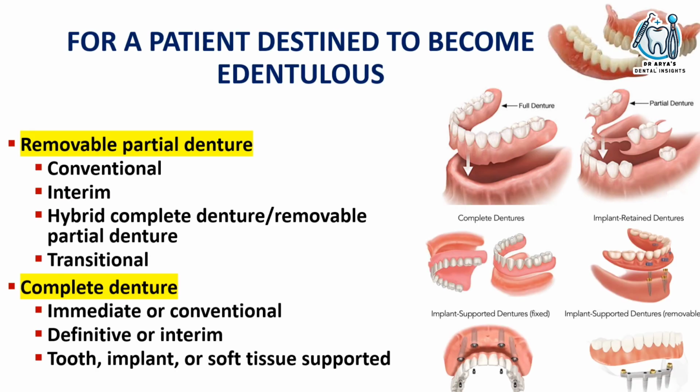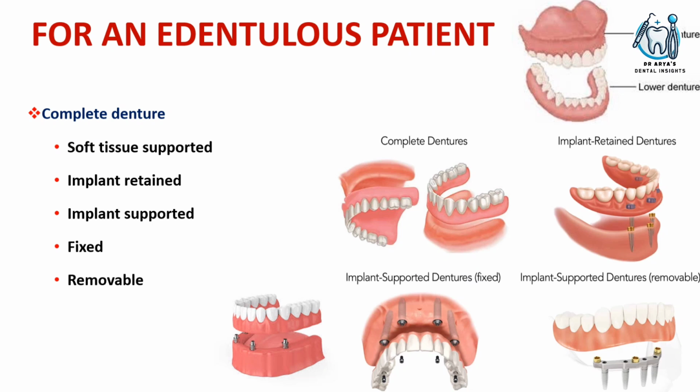So for a patient destined to become edentulous, it is removable partial dentures, that is conventional, interim or hybrid, complete denture or removable partial denture, and transitional complete denture, that is immediate or conventional, definitive or interim, tooth, implant or soft tissue supported. And for an edentulous patient, complete dentures, that is soft tissue supported, implant retained dentures, implant supported dentures, fixed and removable.